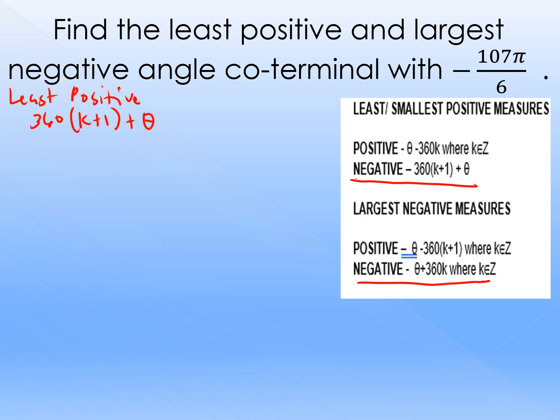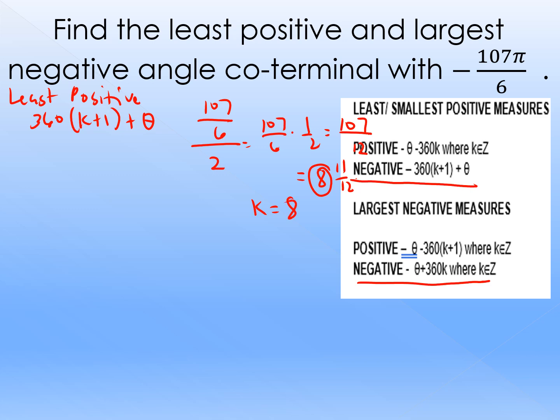Now to find the value of k, we will just simply divide 107 over 6 divided by 2. It will be 107 over 6 times 1 half. And that's equal to 107 over 12. If we transform this improper fraction to a mixed number, it will be equal to 8 and 11 over 12. So you can see the whole number is 8. Therefore, k is equal to 8.